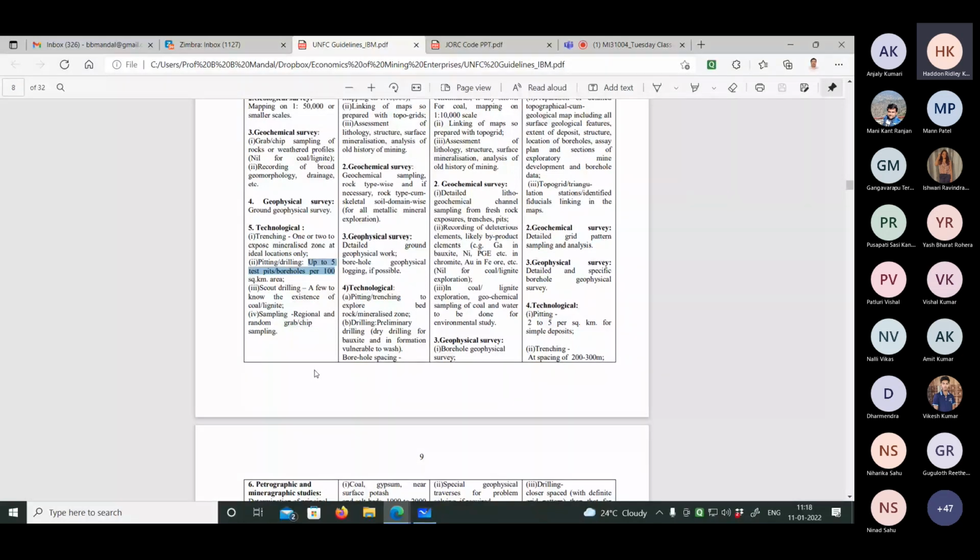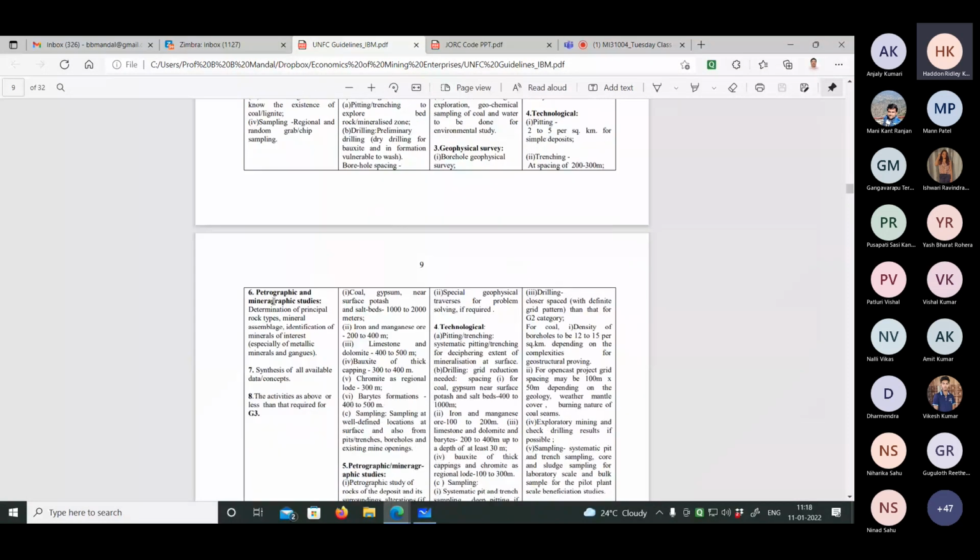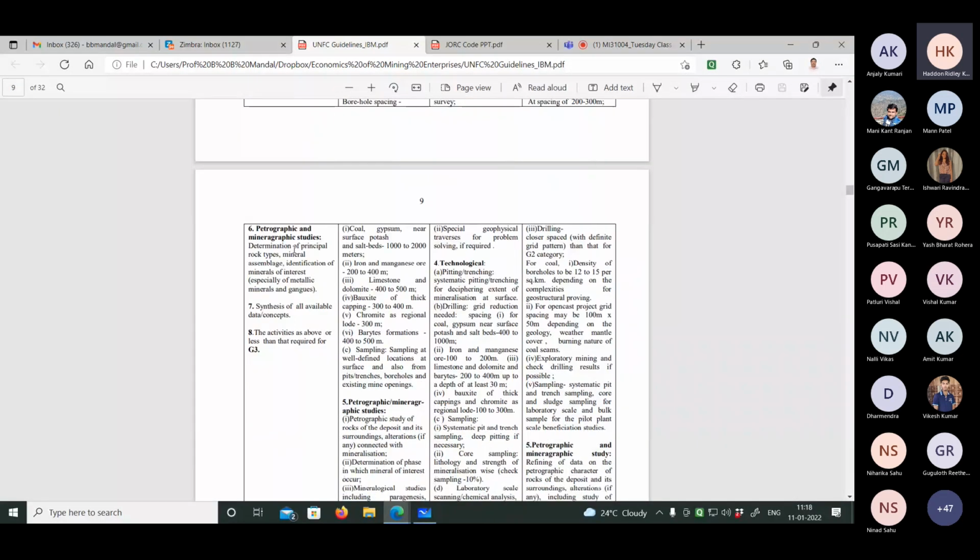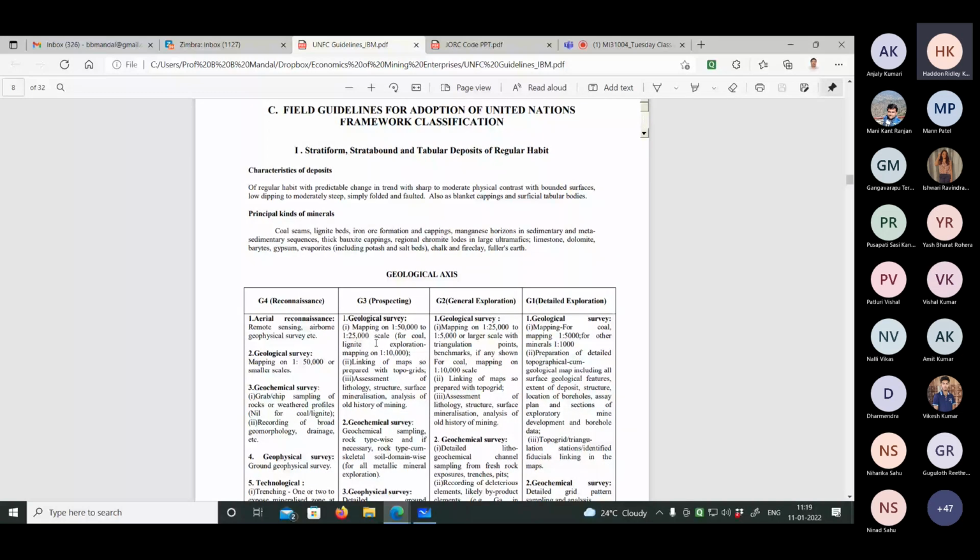Then drilling, and some sampling, then petrographic and mineralographic studies. Petrography means what the rock types are, what the minerals are, and how many minerals. Like we not only say chalcopyrite in copper, is there any pyrrhotite, or what other rocks or minerals are associated with this. You try to find this out, especially with metallic minerals and gangue. Then synthesis of all available data, and the activities as above or less than that required for G3. That means anything related to this is inferior. The reconnaissance is inferior to your prospecting part.